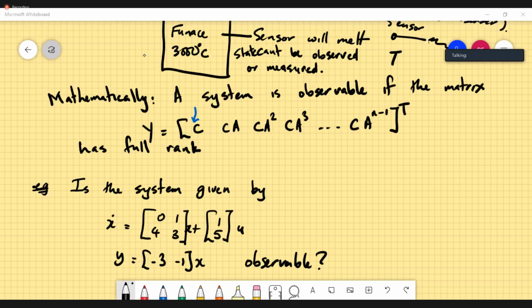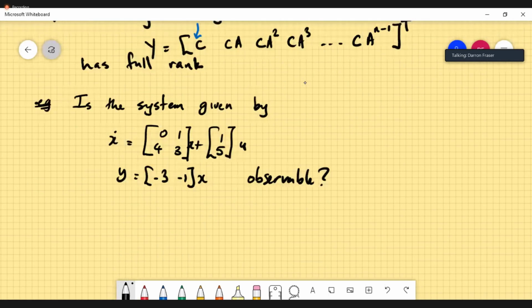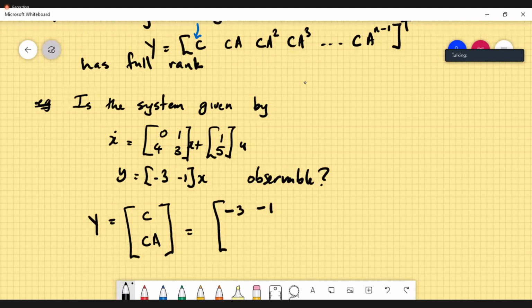Alright. So now we want y, which is C and C times A, which is going to be equal to -3, -1, and then -3, -1.